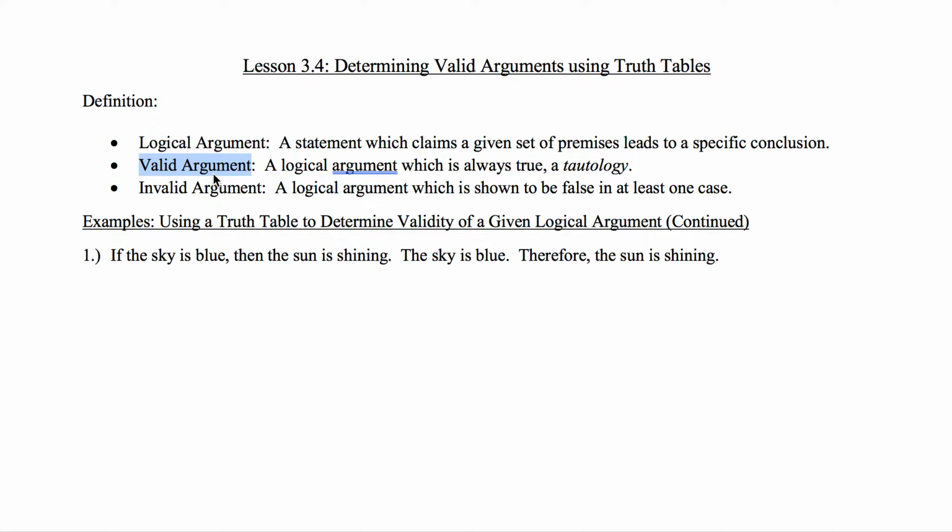A valid argument is one that is a tautology. In other words, when we finish the problem and we finish our truth table, if everything is true, then we're going to say that the argument is valid. If everything is not true, so there's at least one false, we're going to say that the argument is invalid.